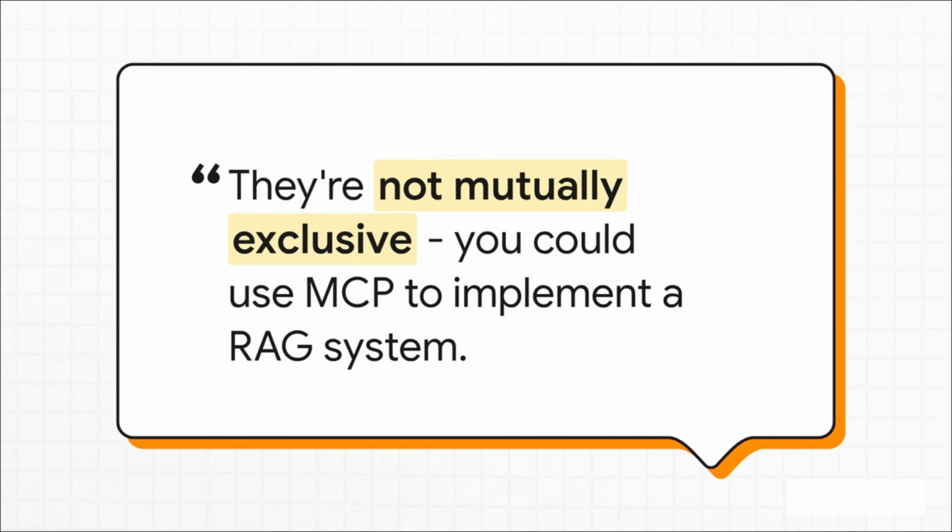See? The line starts to get a little blurry, doesn't it? And that right there is the big reveal. They're not mutually exclusive at all. In fact, you can use MCP to build a RAG system. Think of MCP as the operating system for tools. And that super fast librarian that finds documents for RAG, that's just another tool the MCP-powered AI can decide to call. This gives you the best of both worlds.